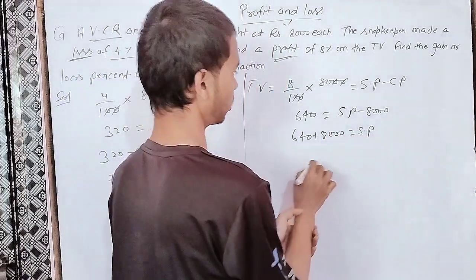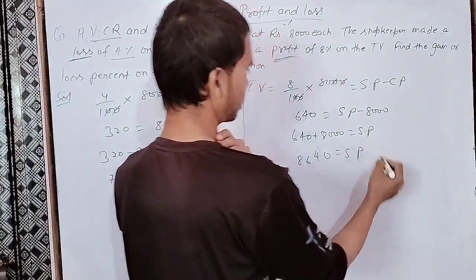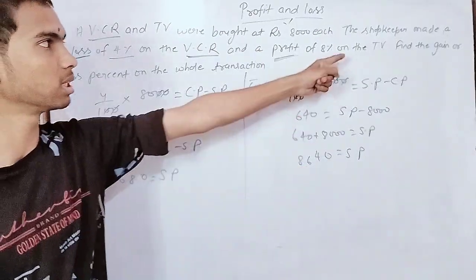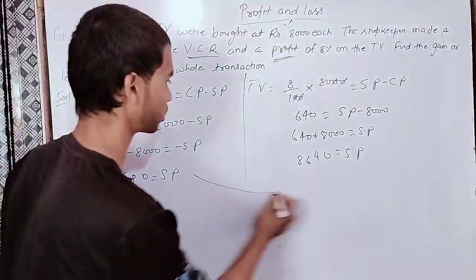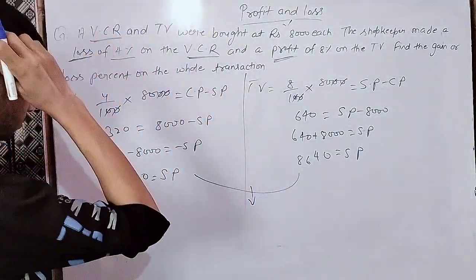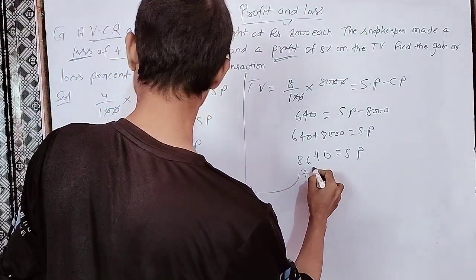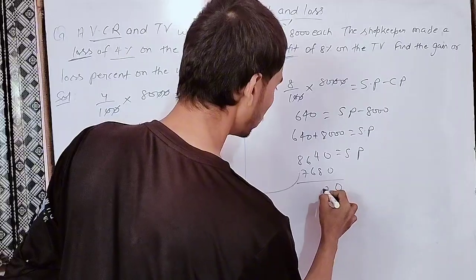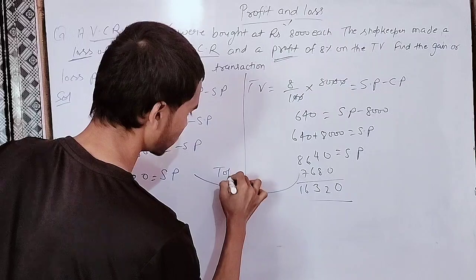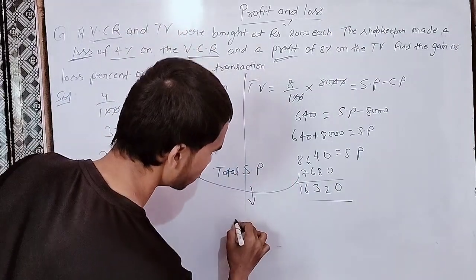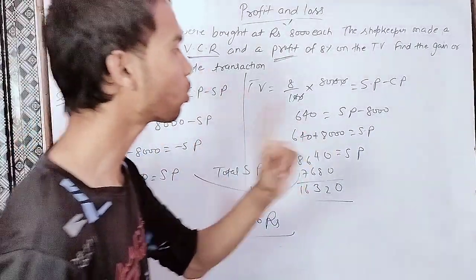Okay. 0, 4, 6, 8. This is what? Selling price. This is the selling price of the TV, but this is the selling price of the VCR. Now, total, how much? Total selling price is how much? Just add it together: 2, 3, 5, 6. This is the total selling price, which is 16,320 rupees.